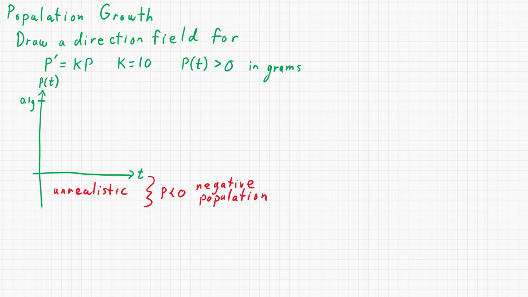So if I use 0.1 and I plug it into the differential equation, let me just put the k in explicitly, so it's 10p. Then 10 times 0.1, well, that's going to be a slope of 1. So I think I can draw that. It's a pretty good slope 1 line.